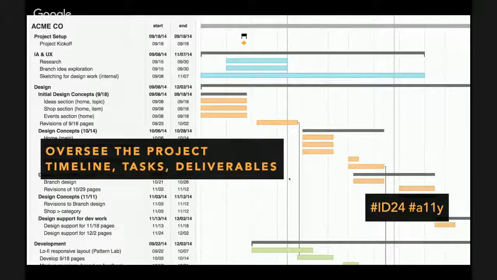I've got a slide up here that shows an old school Gantt chart from a waterfall project, and certainly this could be a Kanban board or anything else in the background. Basically, project and product managers oversee the project timeline, the tasks, the deliverables. They're the stewards of the project. They make sure that things get done.